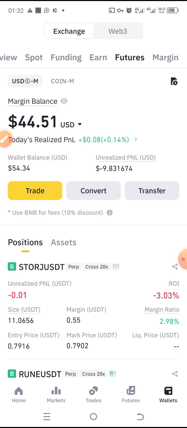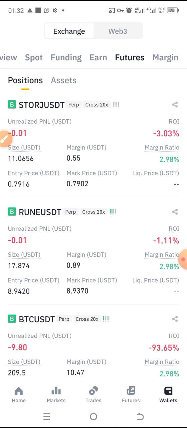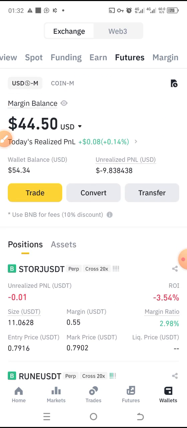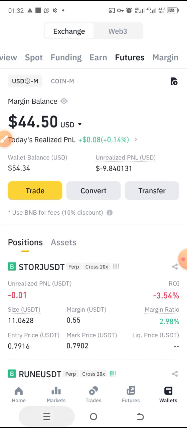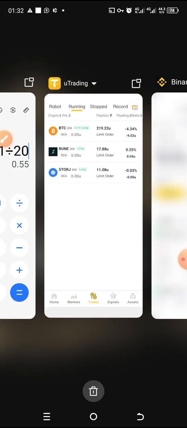So I told you you can trade signals and you can also trade worst coins, you know, funny coins, as in coins that have gone down.